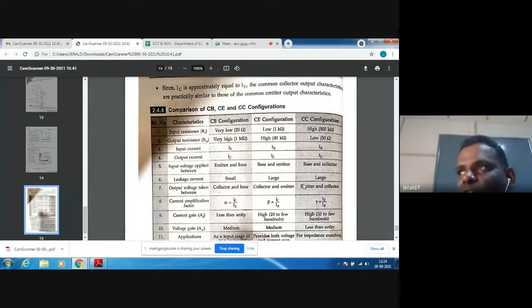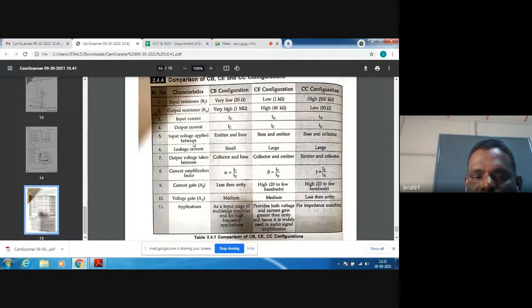When the doping level changes, everything will change. This is the input level, this is very low, very high, and the next one is very high, the opposite. Next is input current: this is IE, this is IB. Input current IE, you can note down, and for the collector configuration IB. And the output current is IC and IB. Output current will change. Next is input voltage between emitter and base, base and emitter, and base and collector.